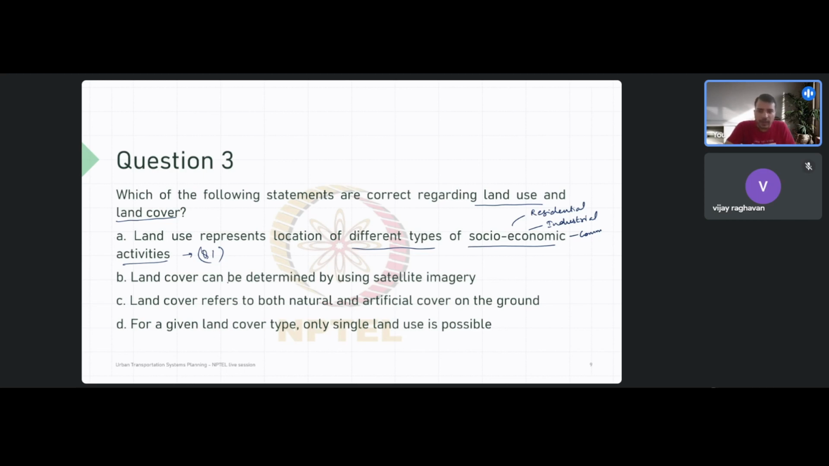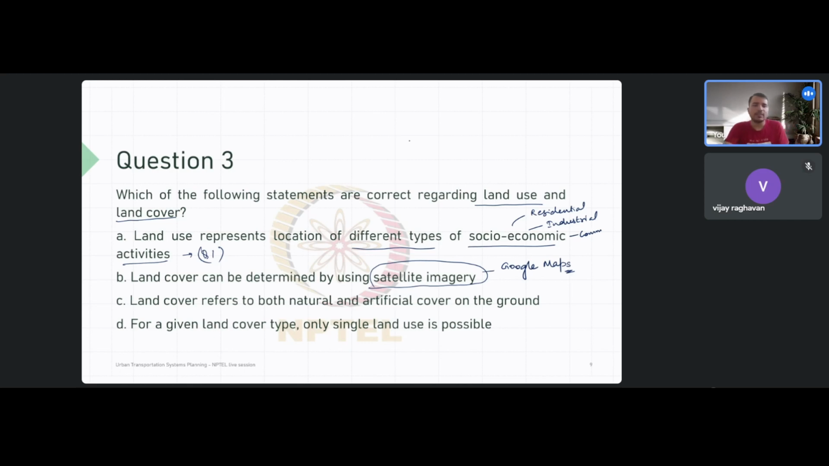Then land cover can be determined by using satellite imagery. This is also correct because nowadays we have Google Maps, even Bing Maps is there, different kinds of mapping software are there, where we can see the satellite image of a place. It will not be very updated. It will not be a satellite image of today. It may be somewhat old, like two weeks or a month back, but it will be very precise.